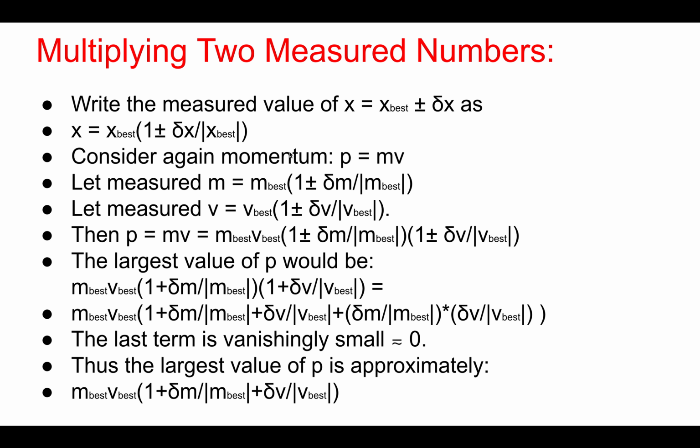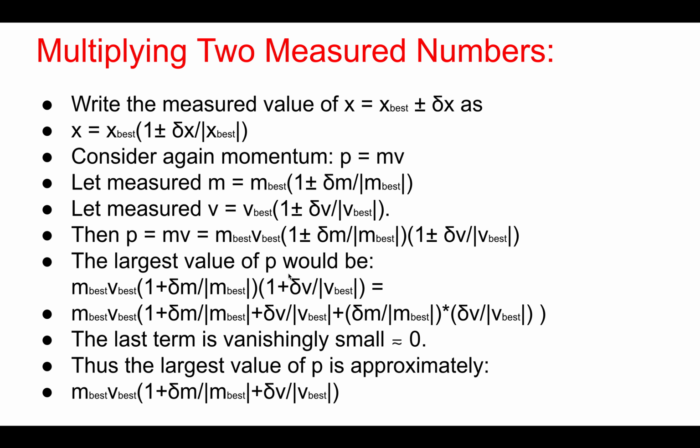So let's consider momentum again. Momentum is mass times velocity. So here's our mass in terms of our fractional uncertainty, and here's our velocity. So we're just going to multiply these two values here. So momentum, mass times velocity, is m best times v best, and then we're going to multiply these values out here, okay?